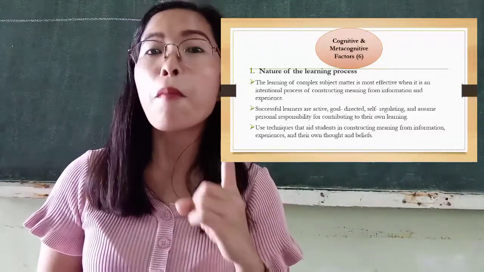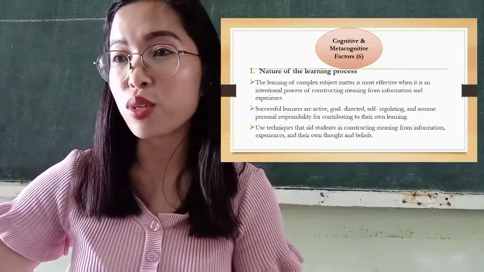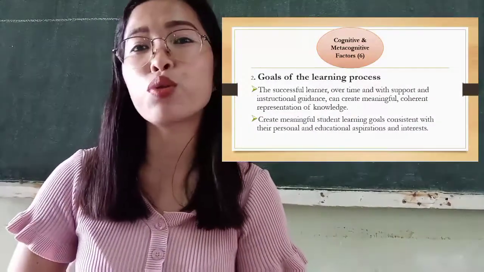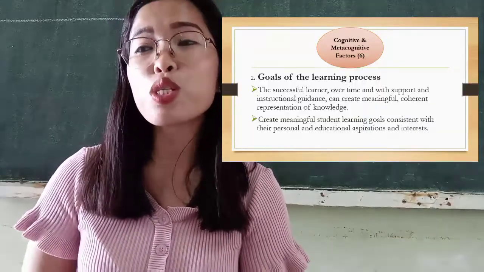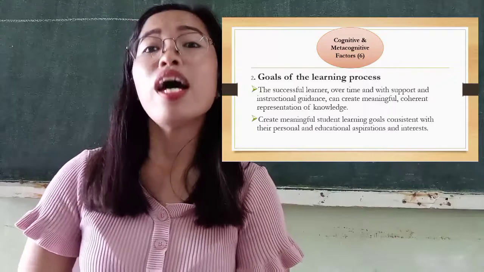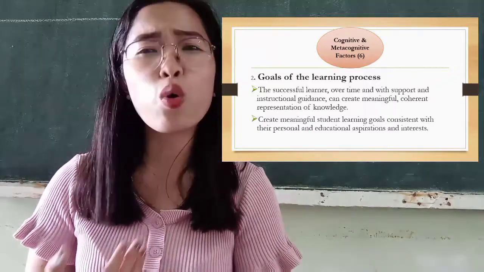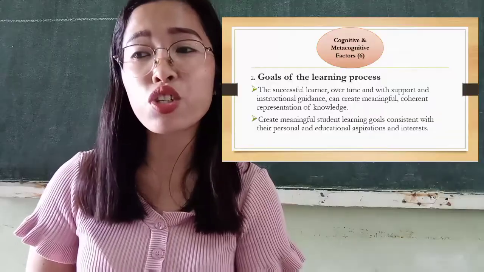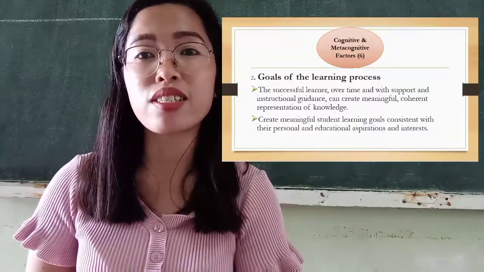So that is principle number 1. Let's proceed to principle number 2. So we say principle number 2, still under cognitive and metacognitive factors, goals of the learning process. So when I say goals of the learning process, the successful learner over time and with support and instructional guidance can create meaningful, coherent representation of knowledge.